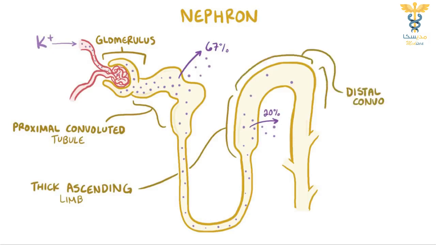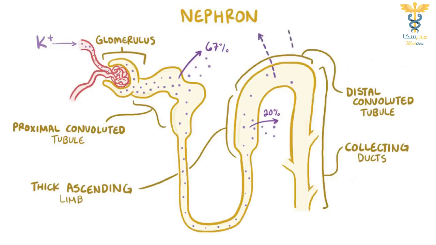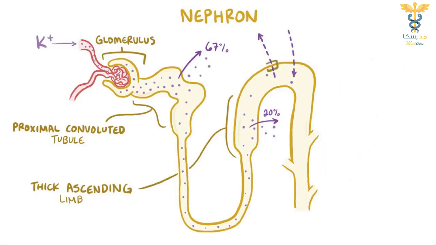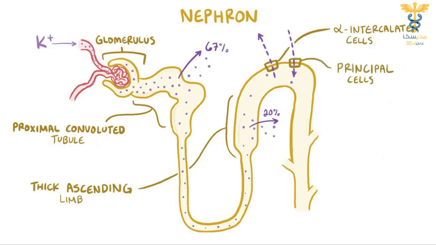And at this point, the distal tubule and collecting ducts of the nephron can either reabsorb or secrete potassium depending on what the body needs. Now, reabsorption in this area is taken care of by the alpha intercalated cells, while secretion is controlled by the principal cells. Typically, for people on a normal diet, more potassium is secreted than reabsorbed at this stage. And it could even be that all of the remaining potassium is secreted out if it's simply not needed.